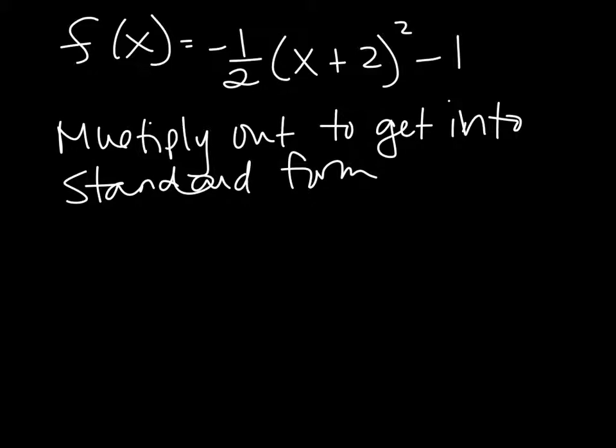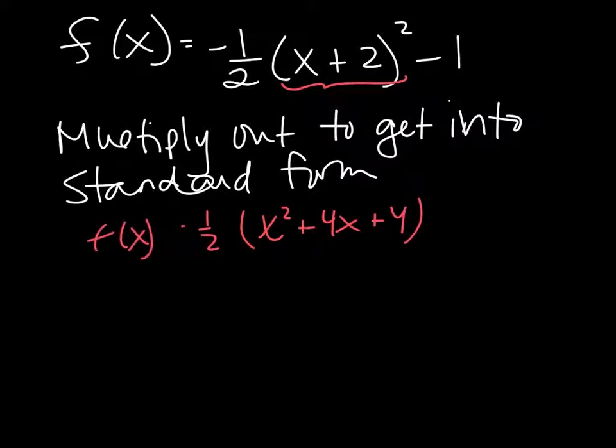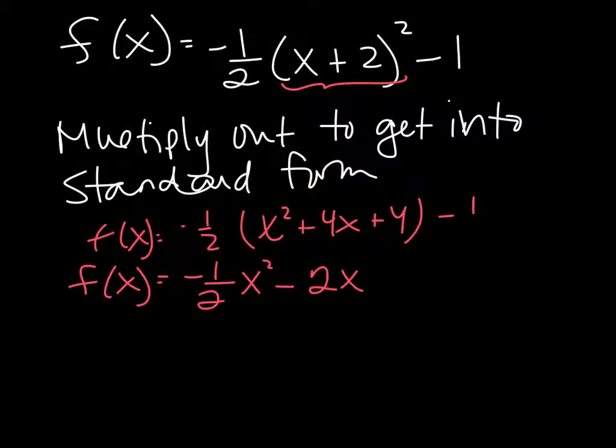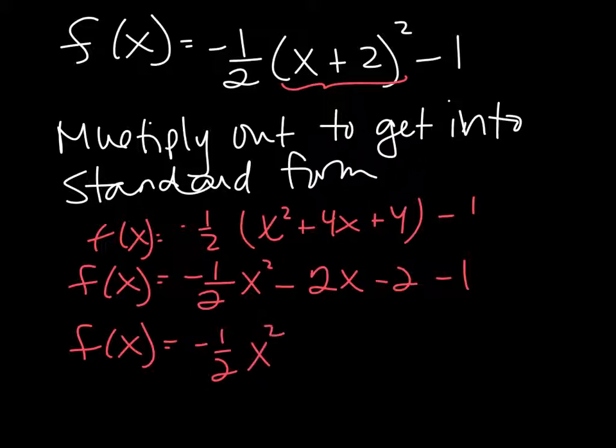Okay, so I'll start with this. Remember, that's got to be FOILed out, so that would give me x^2 + 4x + 4. I still have the -1/2 outside. If I keep going, clean this up a little bit, distribute, I get -1/2 x^2. This works out pretty good because when I distribute it, it's nice and whole still. Minus 2x minus 2 minus 1, so I get f(x) = -1/2 x^2 - 2x - 3.